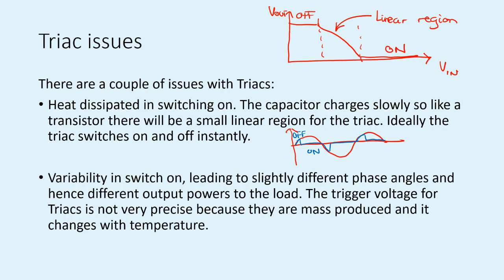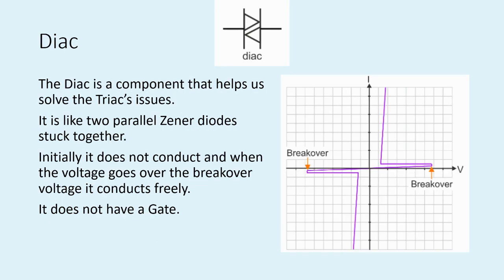It is also because triacs are mass-produced and they're not very precise. So there is quite a bit of variation between different triacs. Okay, so enter the diac.